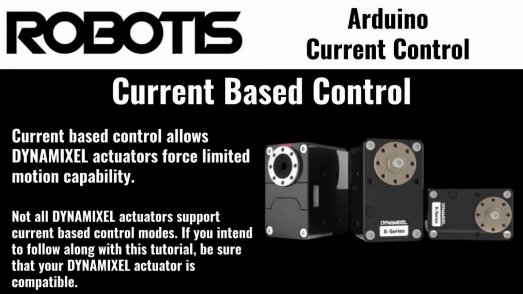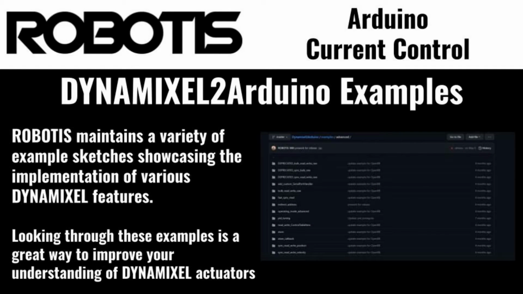The current-based control mode supported by DYNAMIXEL actuators allows setting limitations on the maximum amount of output torque generated by the servos for the implementation of force-limited motions or for compliant operation. Robotus provides example sketches with the DYNAMIXEL to Arduino library showing the implementation of this feature along with many others.